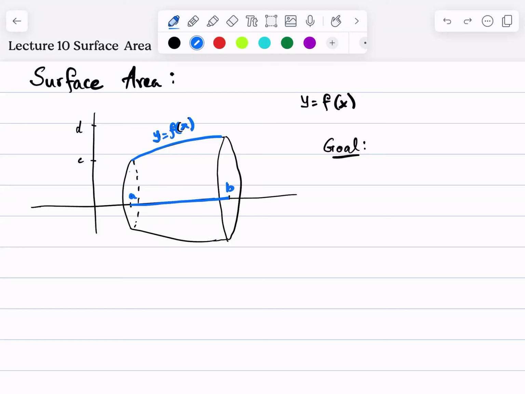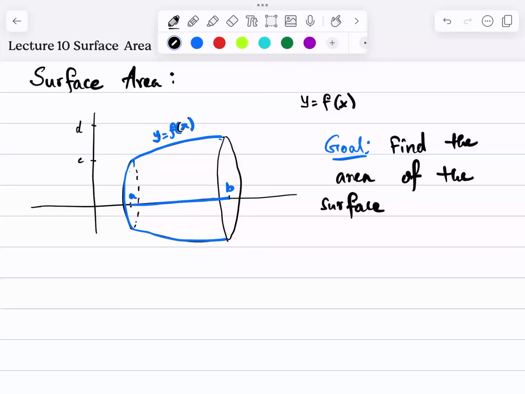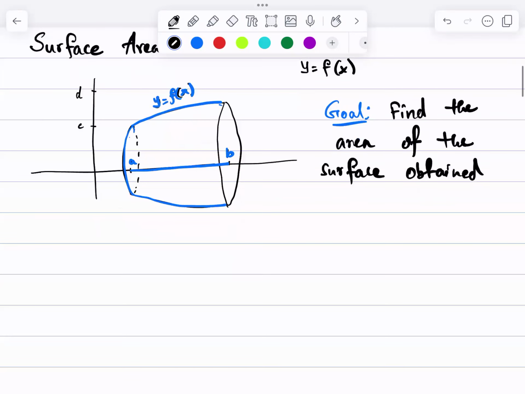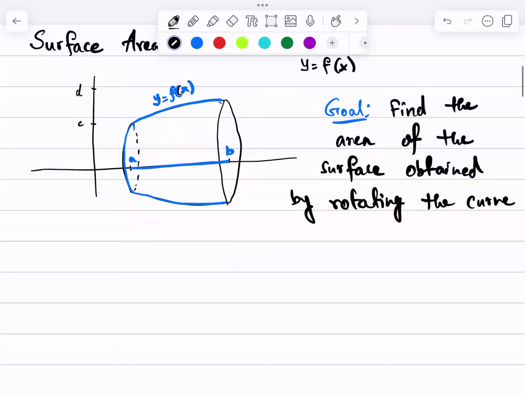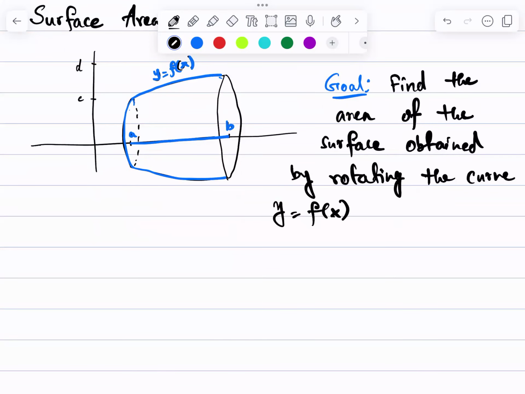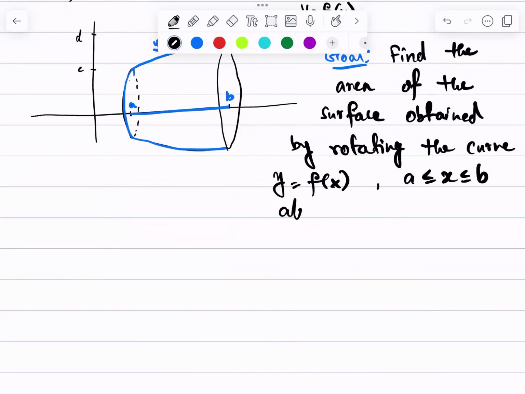Okay, so let me write the goal. The goal is to find the area of the surface obtained by rotating the curve y equal to f(x), where x varies from A to B, about the x-axis.